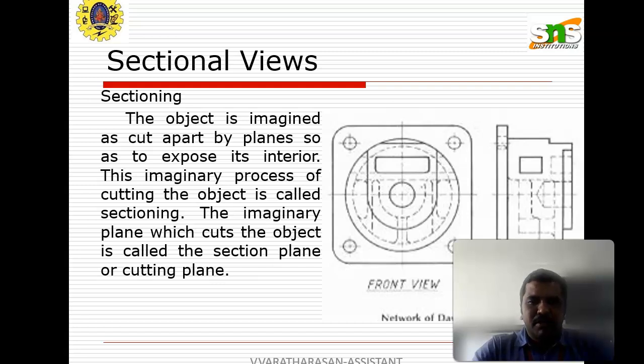The front view and the left side view are given in the diagram, and the particular object is shown. The sectioning line can be shown by the cross-sectional views of the front and top view. Here they expose the imaginary process of a cutting plane, which is called a sectional plane. We can learn this from the first slide.